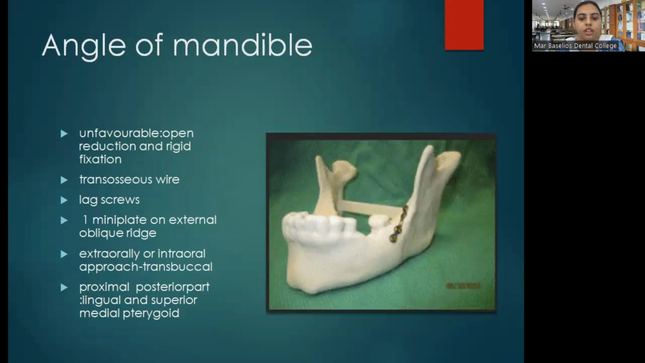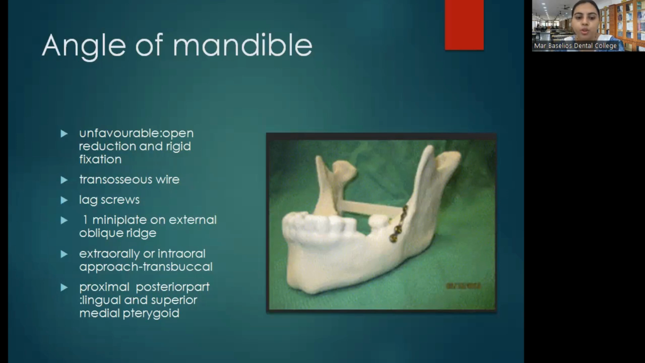As you know, we classify angle fractures based upon the favorability. That is, there are favorable and unfavorable fractures. In case of unfavorable fractures, we need to go for an open reduction and rigid fixation because the fracture is displaced against the favorability by the muscles. So, we need to reduce the fracture openly and fix. Now we can use transverse wires, lag screw fixation, or, as we have already told, one mini plate on the external oblique ridge can be given.